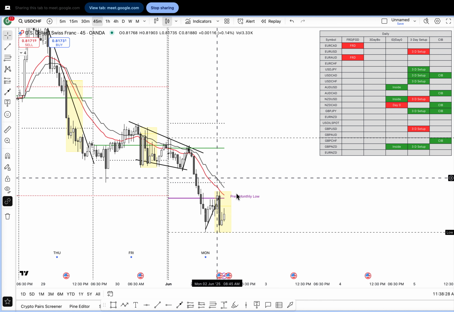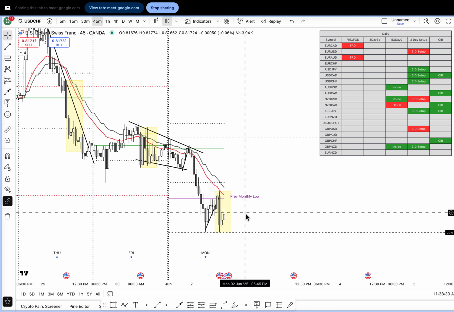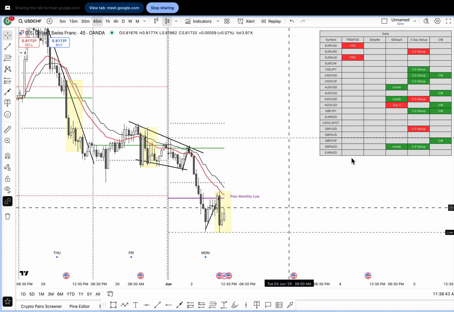But what do we have now? It may close in breakout. So in our types of 3-day setups, 50% of the time they will close in breakout. That is your signal for the next day for a possible continuation or reversal. Take note of that.